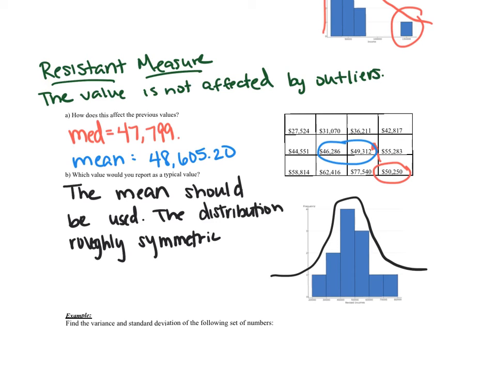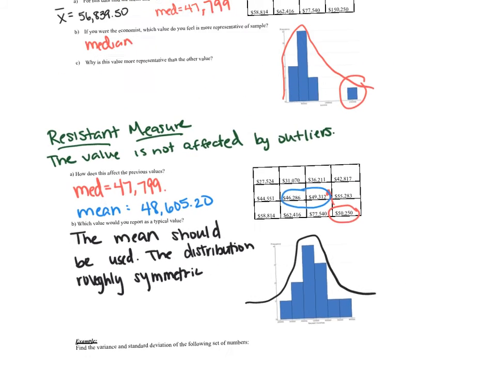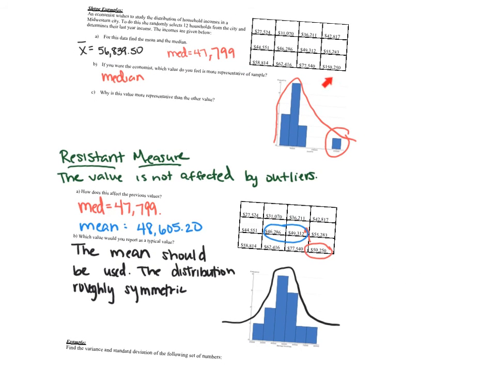And notice here, we took this very big value away from the data set, and the median did not change at all. My median was still 47,799. The median is the center resistant value, and we use that value when we have skewed data. We always talk about the median because it's resistant to change. It's the typical value or the centering value when you have skewed data.